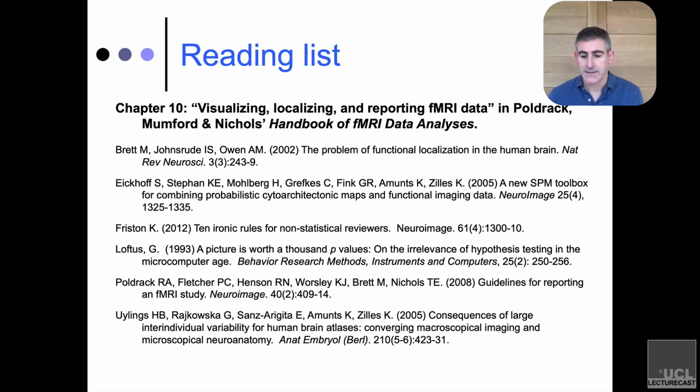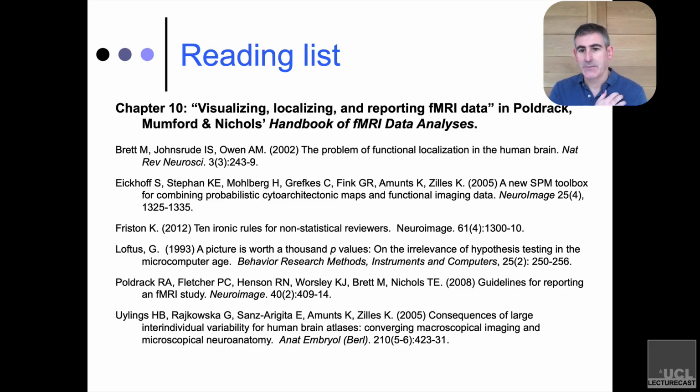Simon Eickhoff has papers about the anatomical toolbox and how the Karl Zilles, Katrin Amunts lab, etc., are doing these probabilistic localizations of Brodmann's areas. And if that's something that's of interest to you, that paper is a must read. Karl Friston has a great paper called Ten Ironic Rules for Non-Statistical Reviewers. Honestly, I think that everybody should read that. It's very accessible and straightforward, but it deals with some of these issues. And then, look, there are others.